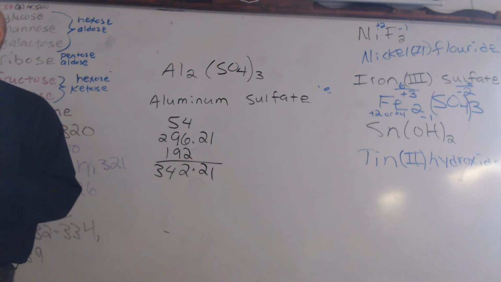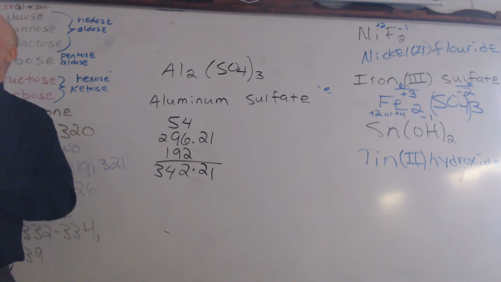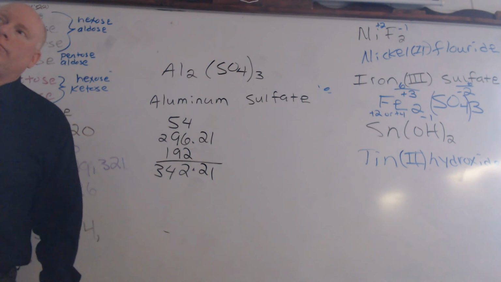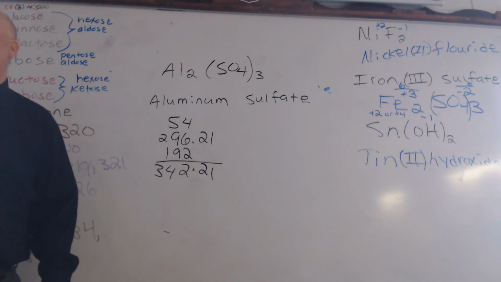Where'd you get your 54? Aluminum times 2. Aluminum is 27. Times 2 gives you 54. Back row, sorry. Wouldn't you need a 3 between your aluminum and the sulfate? No.